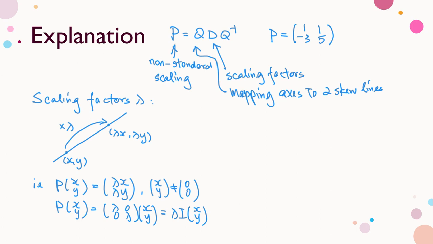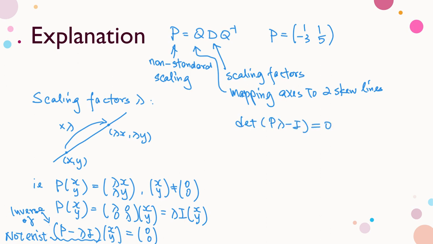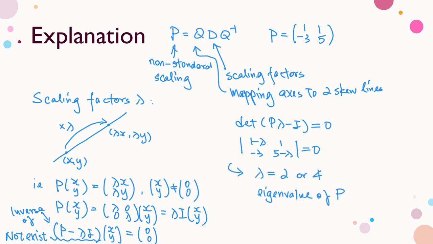It is equivalent to solve the matrix equation for lambda. Since the point is non-zero, the inverse of the matrix P minus lambda I does not exist. That is, determinant of P minus lambda I equals 0. This is the eigenvalue equation, which is shown in the first line of the algebraic solution. The roots of the equation are the eigenvalues of P. These two numbers, 2 and 4, are actually the scaling factors of the geometric decomposition of P.